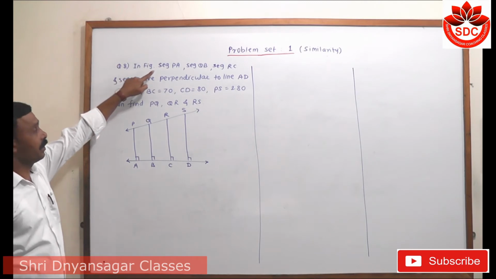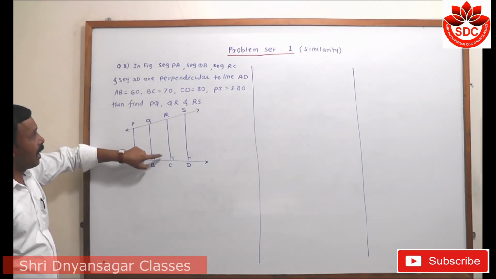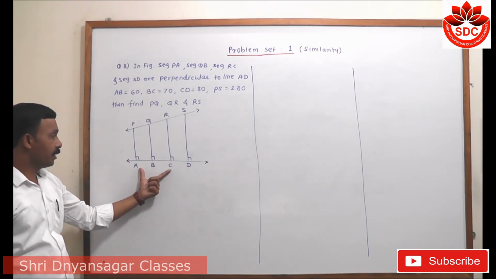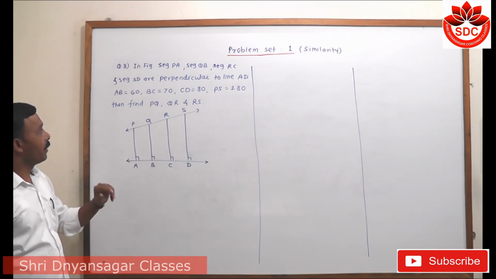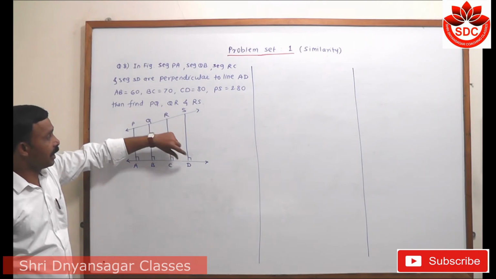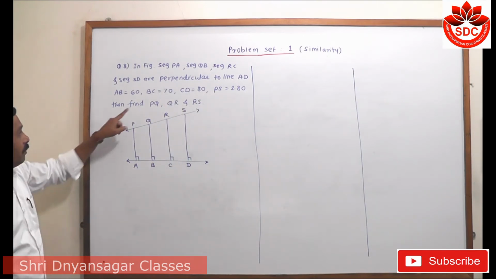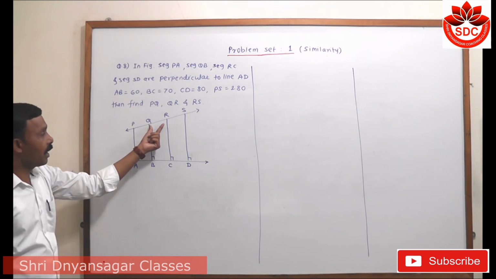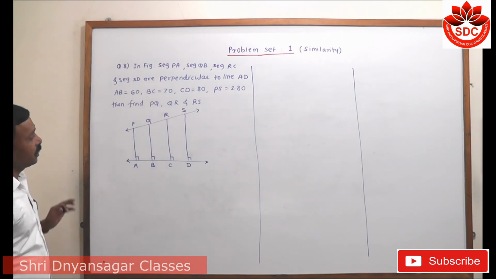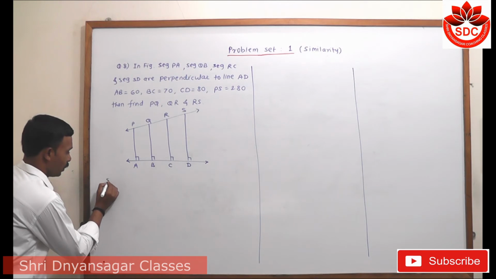In this figure, segment PA, segment QB, segment RC and segment SD are perpendicular to line AD. All of them are perpendicular. AB is 60, BC is 70, CD is 80, and the total value of PS is given as 280. Then find the value of PQ, QR and RS. Now student, this is the figure according to this question. Now we have to start the answer. Now its solution.